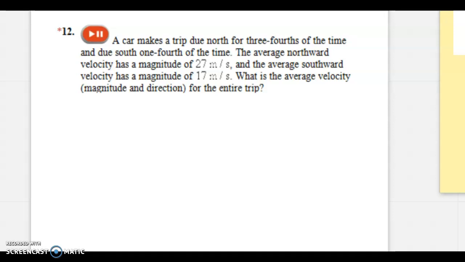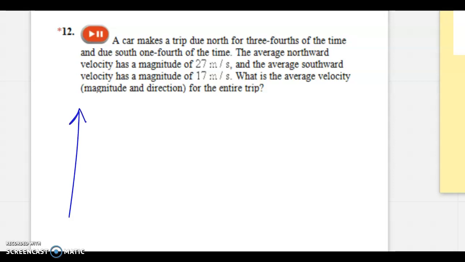Here's an example. A car makes a trip due north for 3/4 of the time and due south for 1/4 of the time. The average northward velocity has a magnitude of 27. The average southward velocity has a magnitude of 17. What's the average velocity for the entire trip? So this car is going to go north for 3/4 of the total time of the trip, at a pretty fast speed. So they're going to go pretty far.